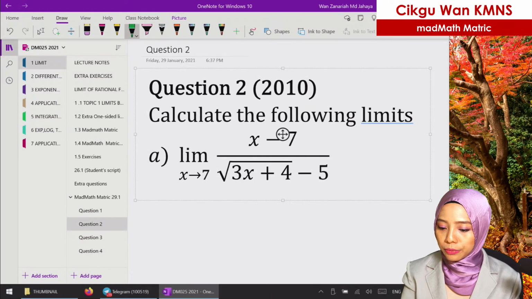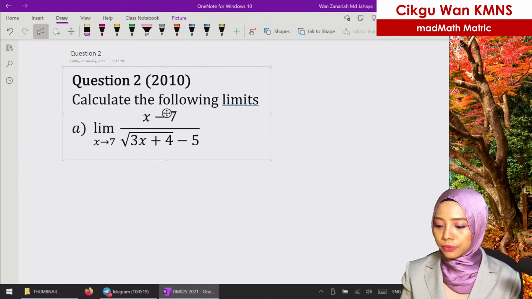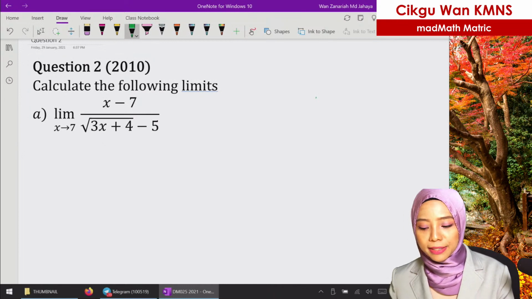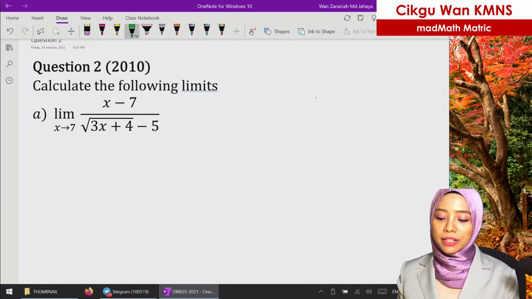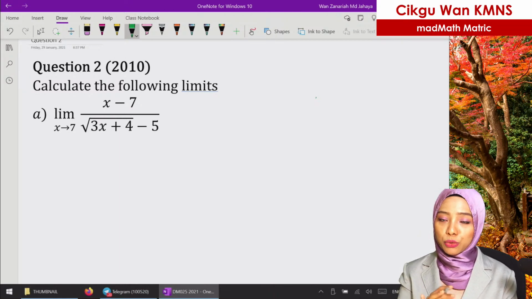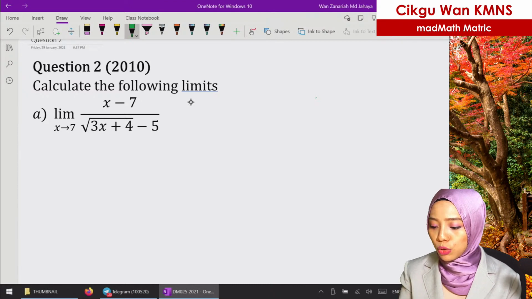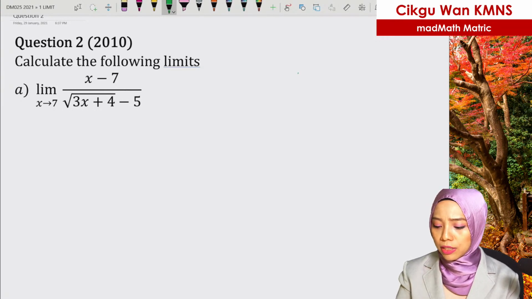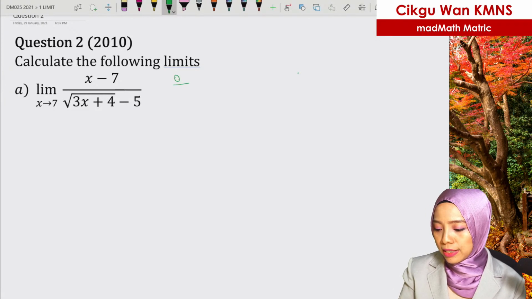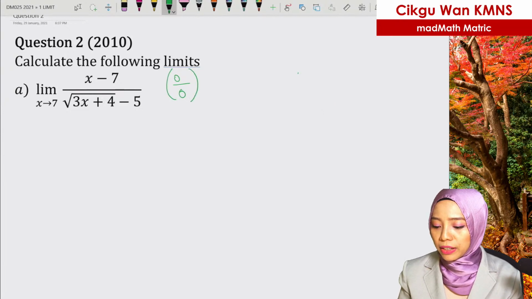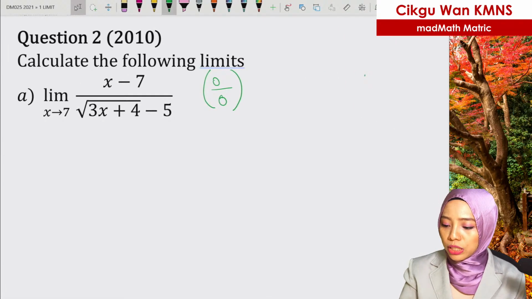Okay, question 2. Again, it looks quite similar. We are dealing with surd functions, but do not conjugate straight away. Don't conjugate yet, you have to substitute first. If it gets 0 over 0, then only you do the factorization or conjugate. Multiply with its conjugate. So 7 minus 7 is 0 over 0. Yes, and when you substitute in the denominator, you get 0 over 0 as well. Then only you do the conjugate.